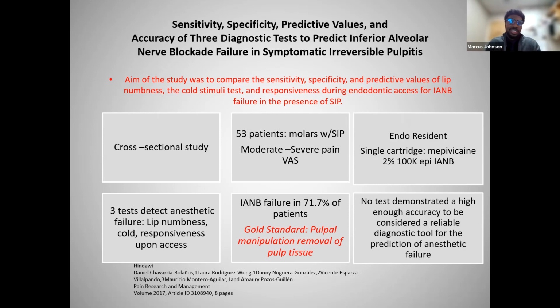The 3 different tests they used to assess were lip numbness, where they looked at 3 different points on the lip and would squeeze it with the tweezer. Cold, obviously, with endo ice, testing the buccal surface as well as the occlusal surface, and then comparing that against contralateral teeth. And then responsiveness upon access, meaning if they're removing any sort of decay or old restorations, is the patient agitated, are they sensitive? And then, of course, the gold standard is once you're actually into the pulp chamber, how is the patient responding? So they were pretty thorough, and they had a decent sample size. So let's see what they found out.